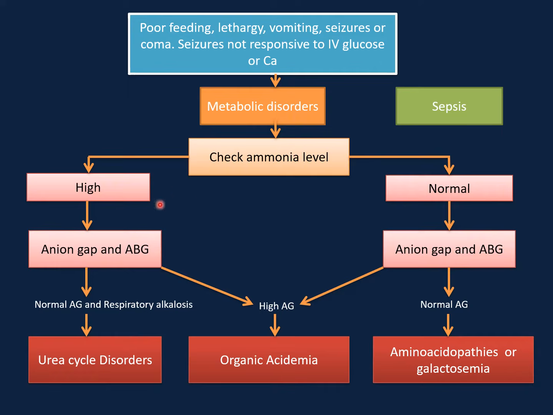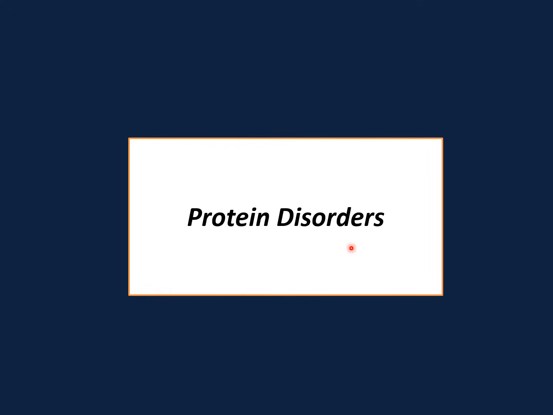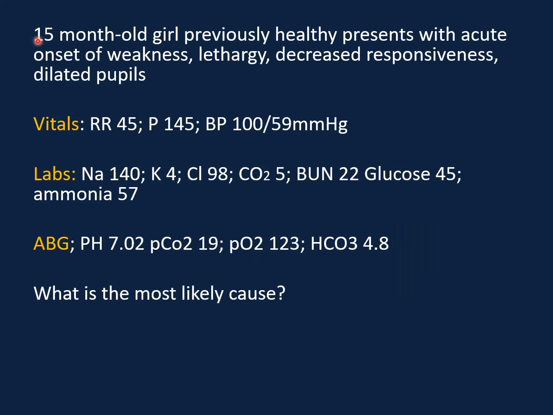So this major classification will help you to identify which group of metabolic disorders you are dealing with, because the ultimate management is different. But in all these cases, if you give dextrose or glucose, you will never have any problem. But it's very important to know how to differentiate between these disorders. We'll start with protein disorders. I will begin the protein disorders with this case presentation.